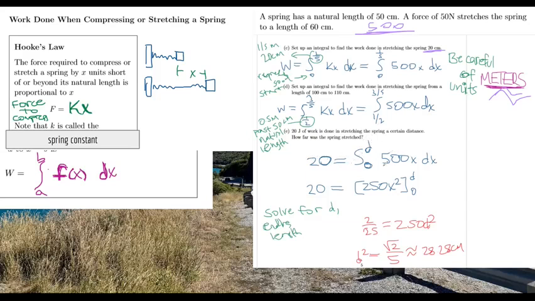If we do the antiderivative of this, we would get 250x squared, and then you solve for d. If we were trying to solve this, it would be 250d squared minus 250 times 0 squared, which is just nothing. So we get 2 over 25 equals 250d squared, and then you just solve for d, you take the square root, and then you get what it is. So you might have to do that occasionally.